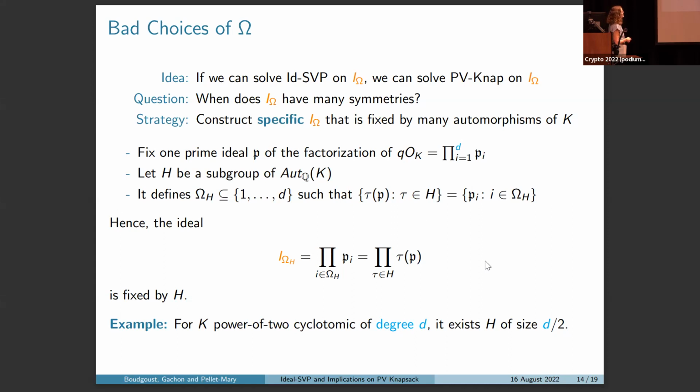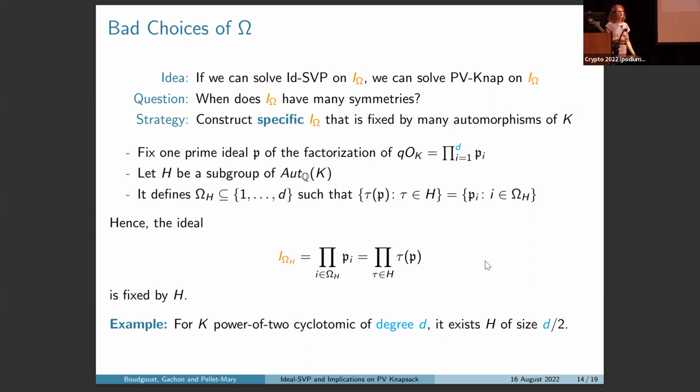So of course, if you take a subgroup here, then this actually defines an index set because you're permuting within those prime ideal factors. And so if we define this ideal I omega H with respect to this subgroup, then we actually have an ideal that is fixed by this subgroup by construction. And for example, if you take a power of 2 cyclotomic of degree D, then we can have subgroups of order D over 2.